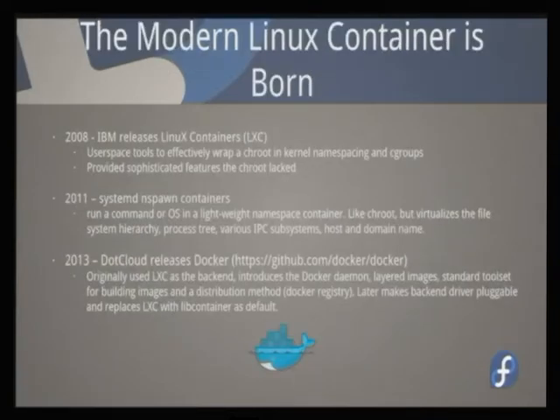Whereas LXC was kind of the first thing in Linux that got really interesting, IBM released a tool chain that provided that. Somewhere around 2011, systemd-nspawn was created. And systemd-nspawn, as I understand it, was just created so that the systemd team could test systemd without having to reboot systems all the time. It added a lot of sophisticated features that we didn't previously have.